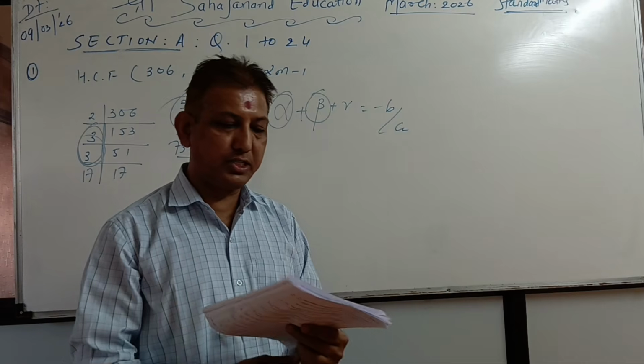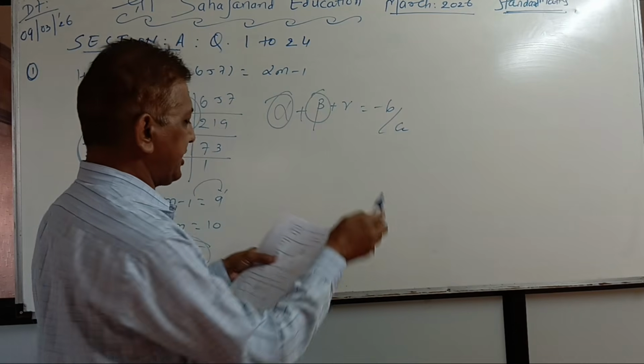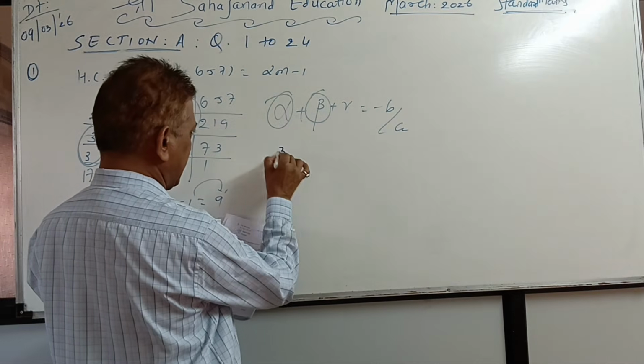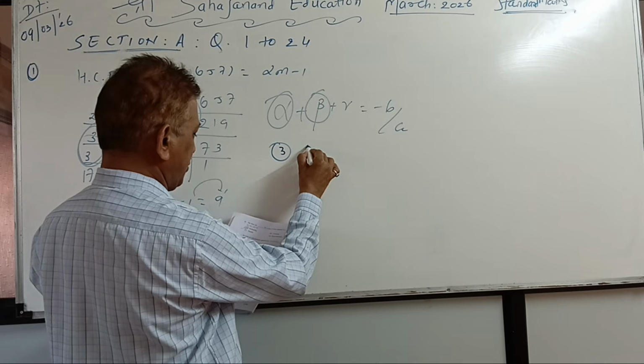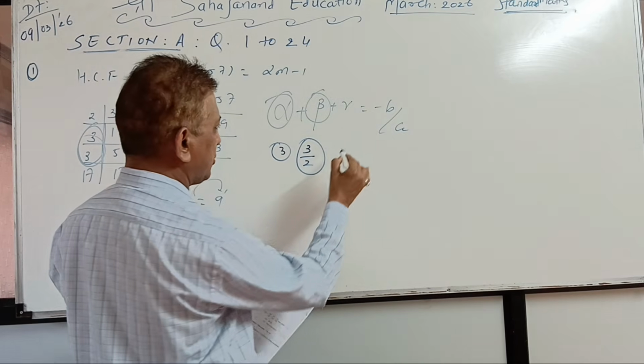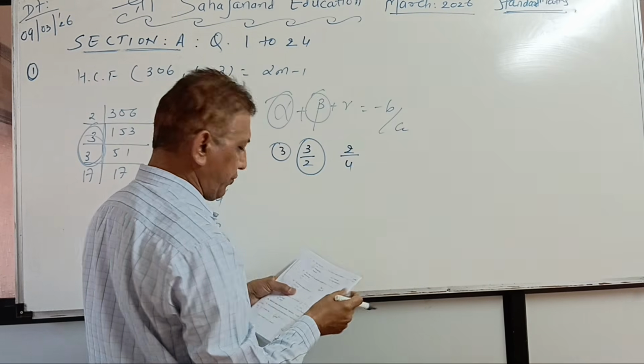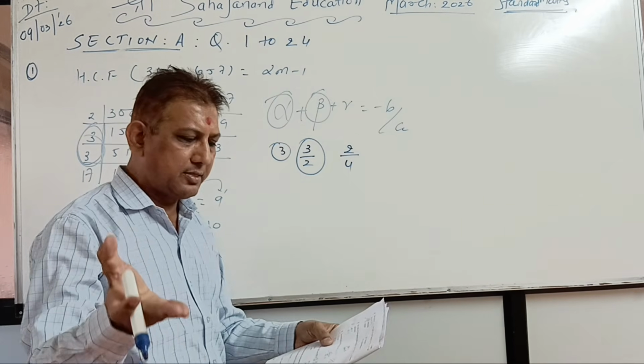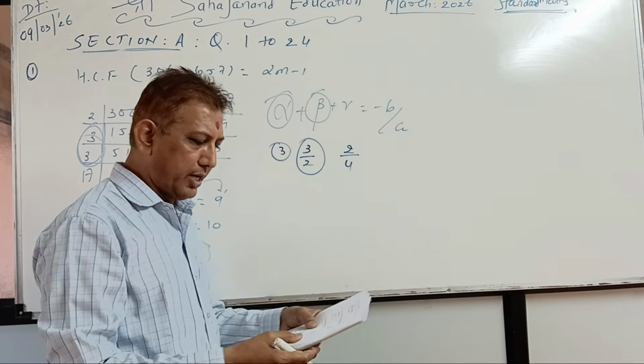Then third, the lines are for a pair of linear equations 3x plus 2y minus 4 and 2x plus 4y minus 12. Take the ratio. So the third MCQ: first ratio 3 by 2, second ratio 2 by 4. The two ratios are not equal. That means intersecting lines. Okay.